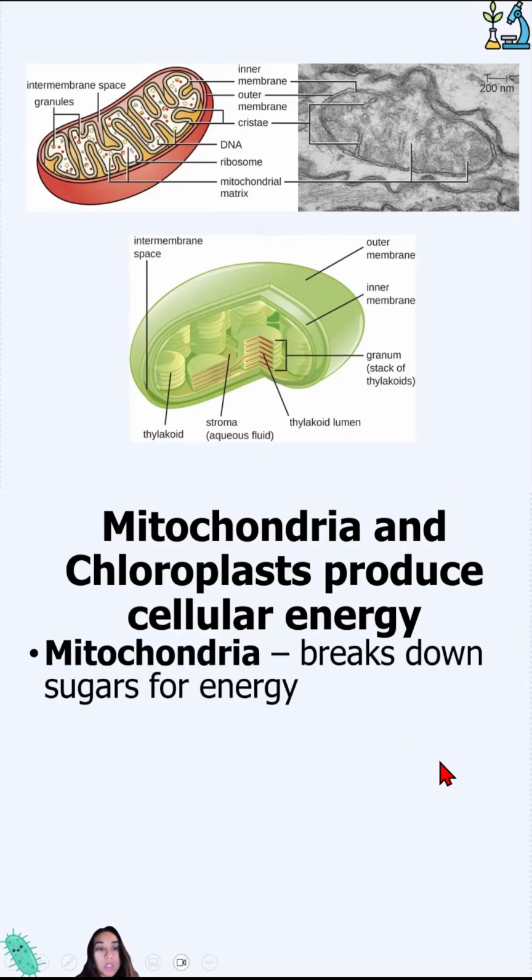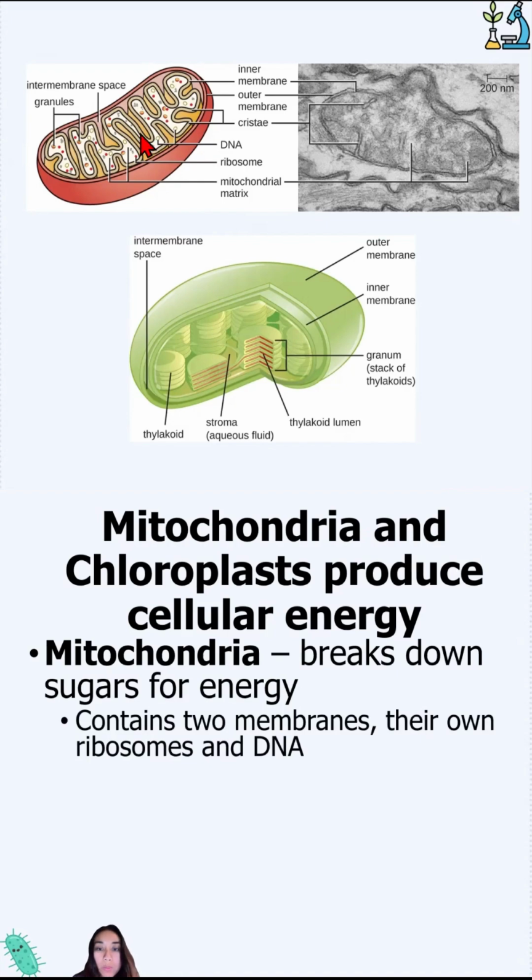And so the first one is going to be the mitochondria. Mitochondria, they break down sugar for energy. Primarily, that's going to be glucose. So glucose, which is a type of sugar, has energy. The mitochondria break it down to convert it into a type of energy that the cell can use.